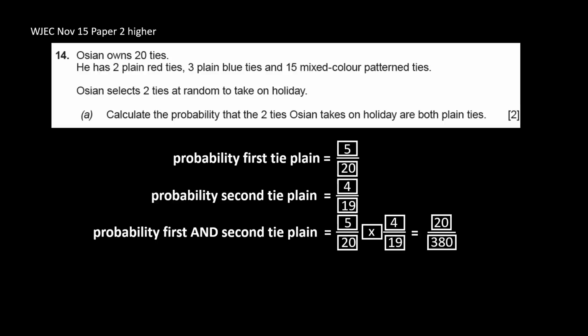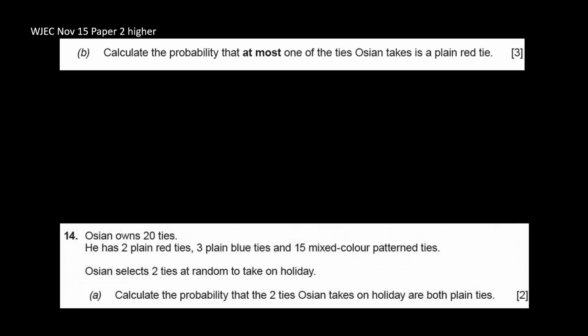Okay, good. Let's have a look at part B. So there's the question. Calculate the probability that at most one of the ties Oshan takes is a plain red tie. Okay, let's get all the tie details back. Now you've got to think here carefully, what does 'at most one of the ties Oshan takes is plain red' mean? Okay, now if you're confident, give it a go.